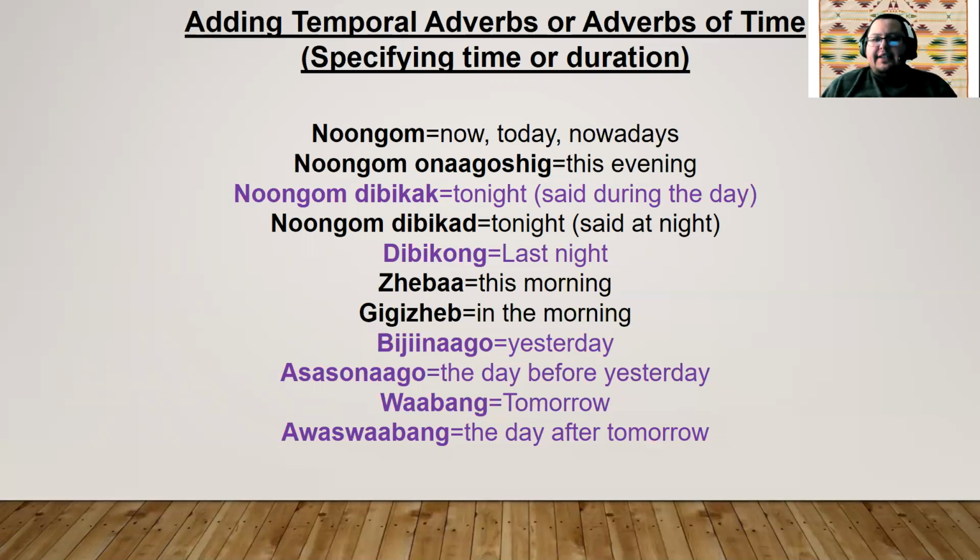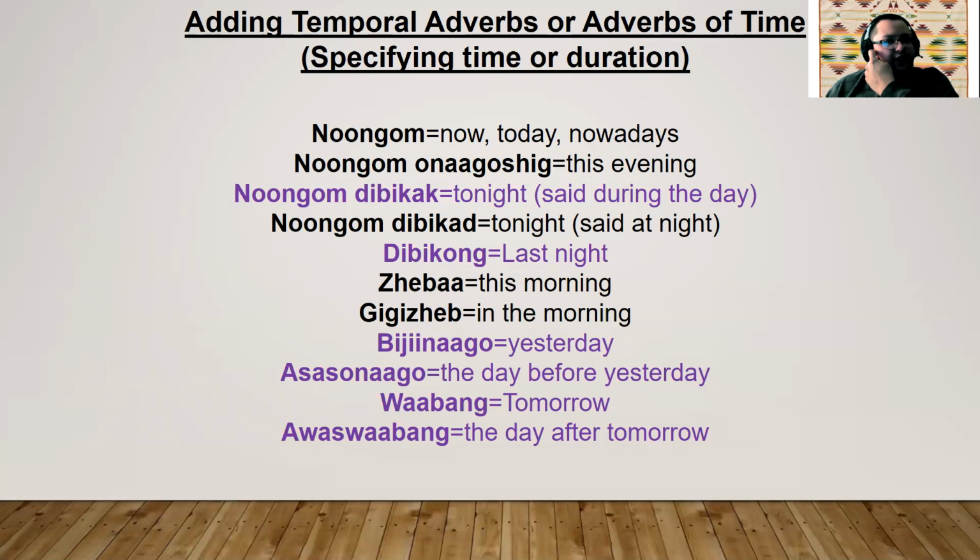If you were saying any of these words at any of the times specified, you would say it's nighttime, and you would say dibikud. Nungam dibikud, tonight. But when you're talking about during the day or in the afternoon, and you're talking about later on this evening, you would use nungam dibikuk. Okay? Or nagoshig.